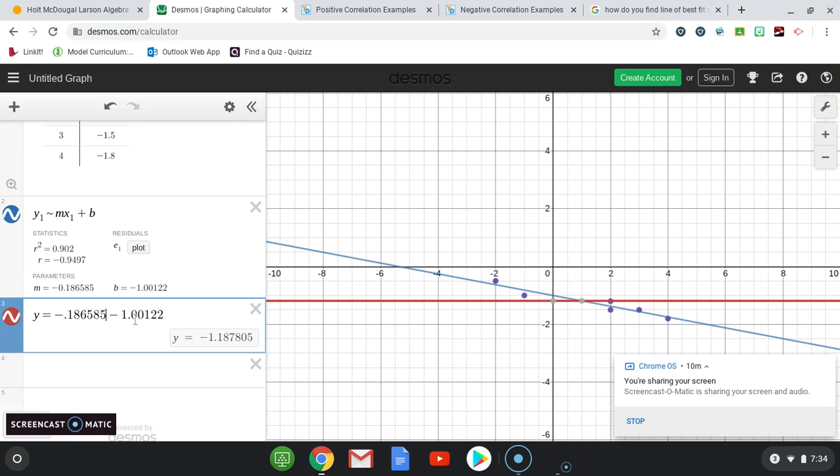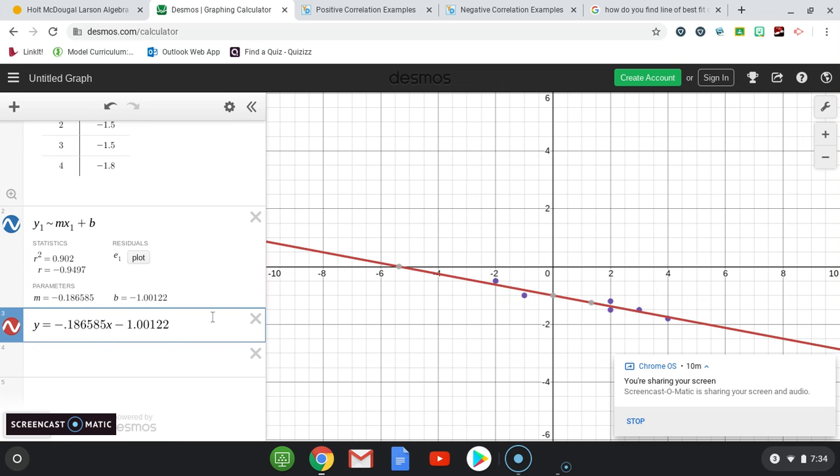Of course, I'm missing the letter x, which is why it's a horizontal line. There we go. So you can see my red line now is exactly where the blue line was. If I turn that off, yep, see? So there it is.